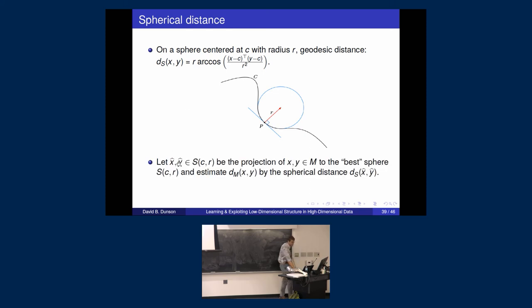Okay, so now we have noise. In practice, we're going to have x hat, y hat. That's going to be the projection of x and y to the best sphere in that local region. Then we're going to estimate the point between x and y, project it to the best sphere, and take the geodesic distance. So it's going to be robust to measurement error noise.